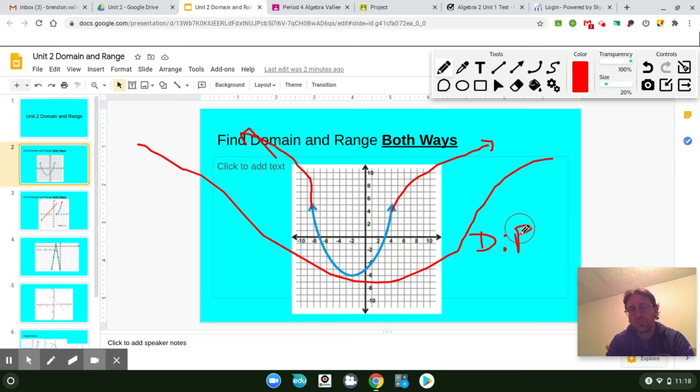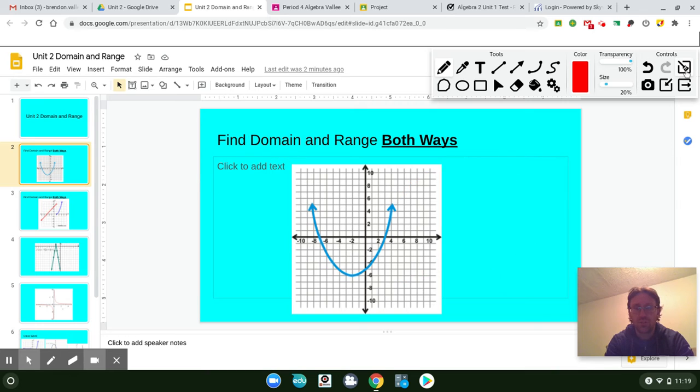And you could write all real numbers, or there's a symbol that looks something like an R with two lines through it. Okay, it's kind of sloppy. Another way to write domain, interval notation, the more important version: because it goes on forever in both directions, that means it goes from negative infinity to infinity. That's for domain. Now let's talk about the range.